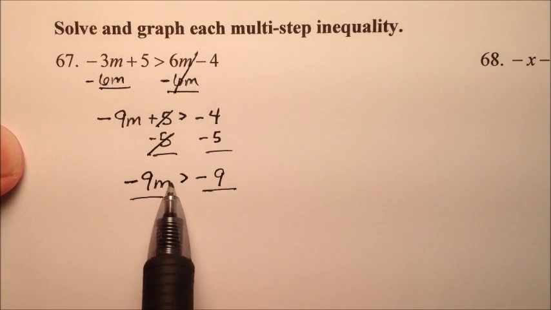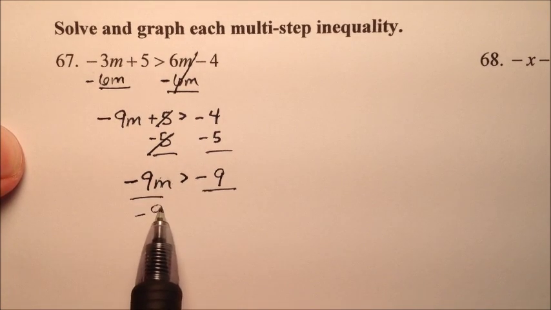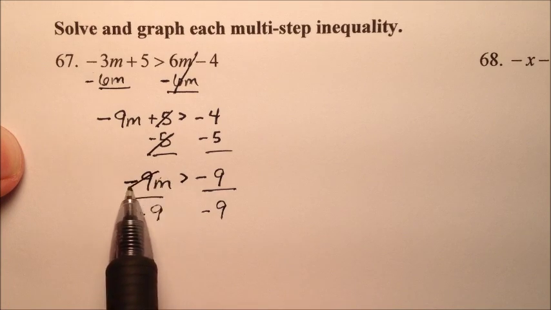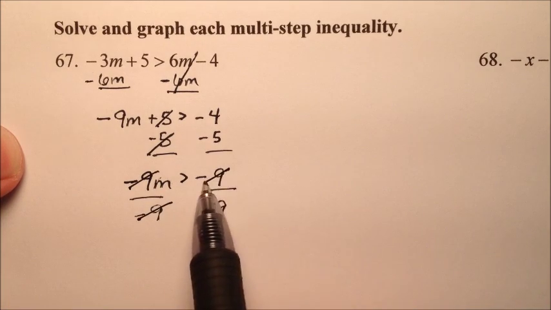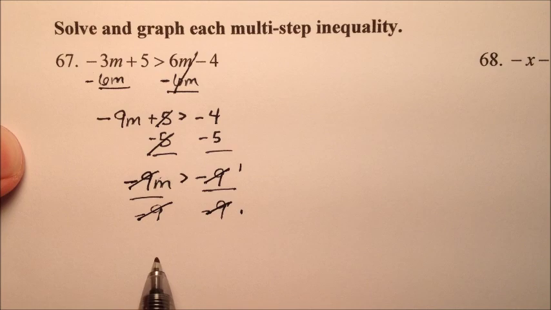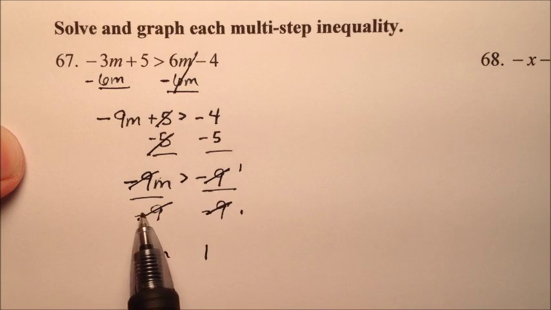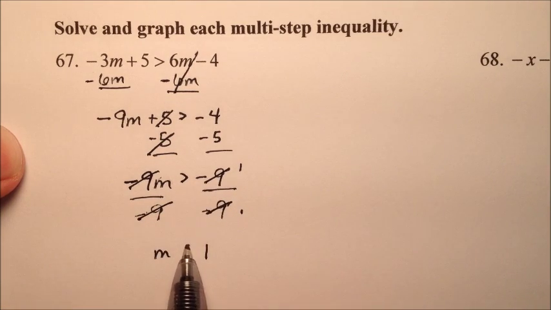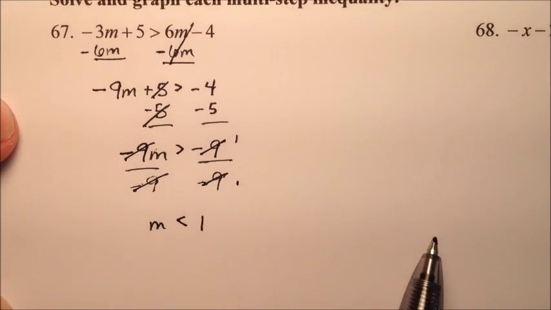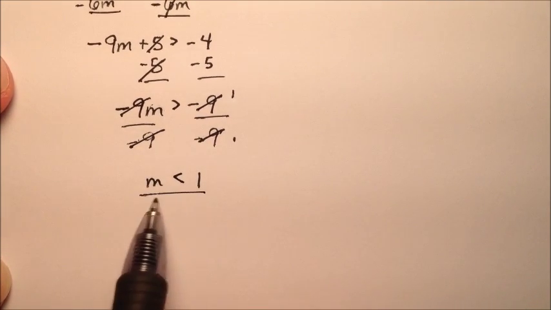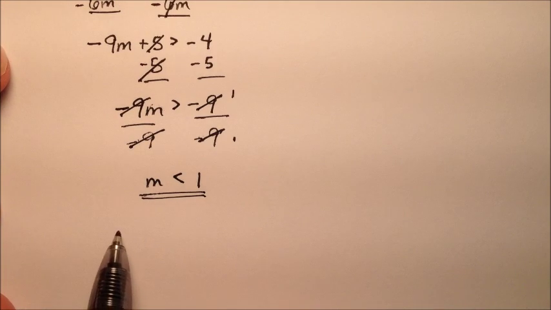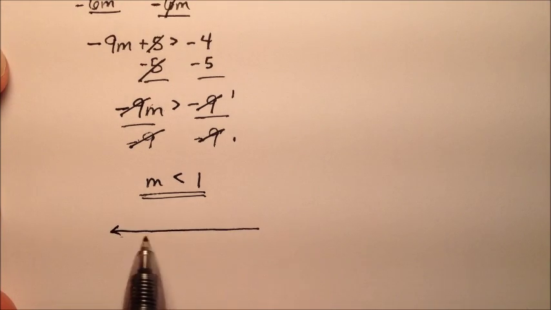Okay, so to get the m all by itself here, we're going to divide both sides by negative 9. So the negative 9 and the negative 9 cancel. This negative 9 and negative 9 cancel. And we're left with m and a 1. But you must remember that when we multiply or divide an inequality by a negative, like we did here, we have to flip the sign of the inequality. So instead of being greater than, it's now less than. So our solution is m is less than 1, and then it asked us to graph it.